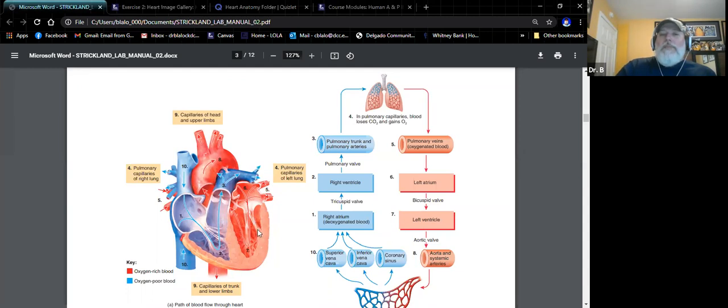The blood from the left ventricle is then going to get pumped out to the body. So we have this oxygenated blood in the left ventricle that's going to get pumped out over the aortic valve, which is going to be located between the left ventricle and the aorta. And then from the aortic valve, we're going to pass out through the aorta, and we're going to begin to deliver this oxygenated blood to the body.